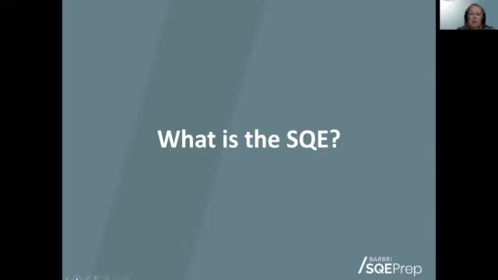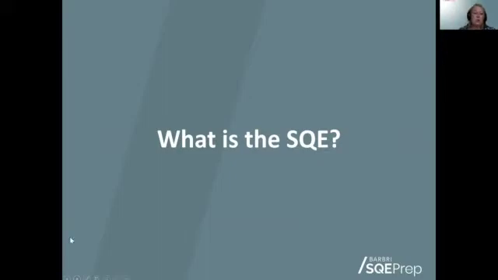The SQE is actually in three parts: the SQE1 exam, which I'll be talking about in a moment, and also the SQE2, which will be the subject of another talk, and then also qualifying work experience, known as QWE. And to be admitted, you will have to pass SQE1 exam, SQE2 exam, and also obtain qualifying work experience. And then you apply to the SRA to be admitted as a solicitor, and you also have to show that your character and suitability is acceptable to be a solicitor, which usually isn't a problem for most people, so long as you don't have any criminal convictions in the past.